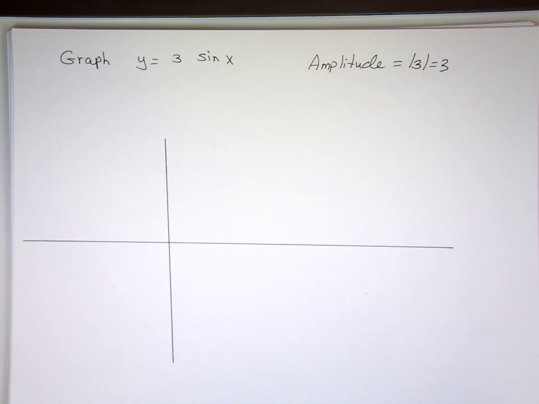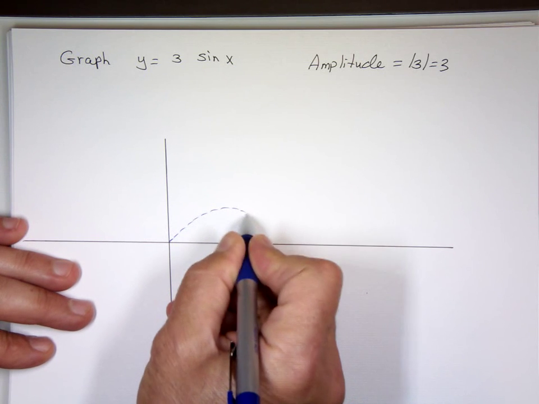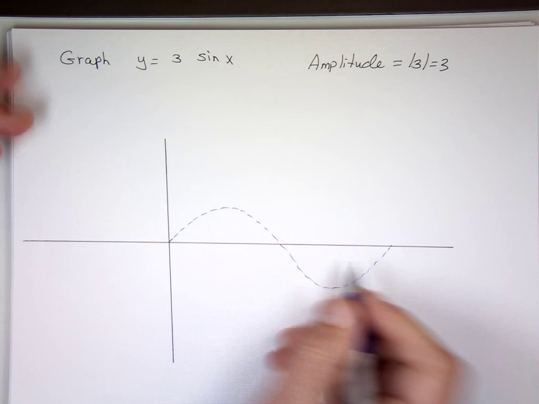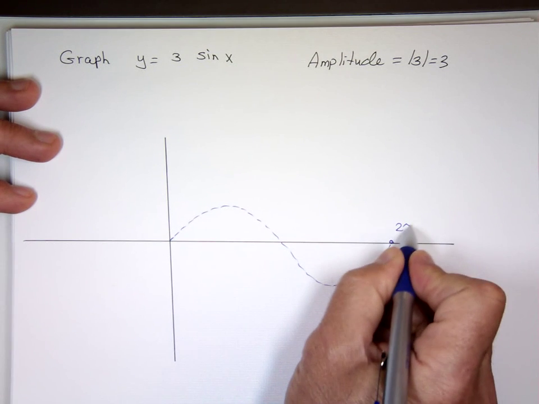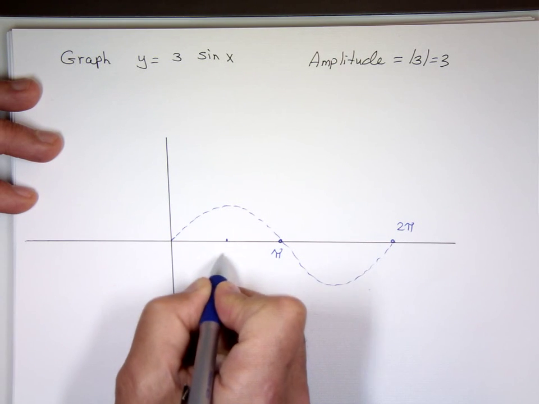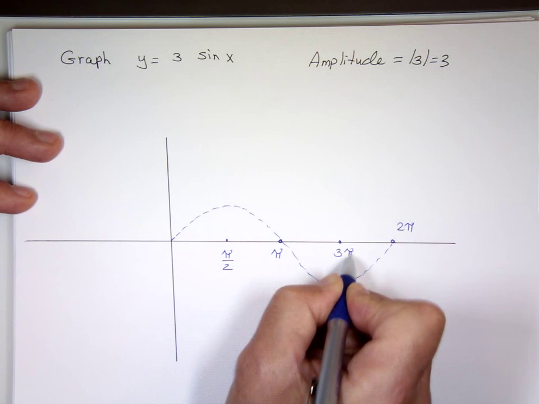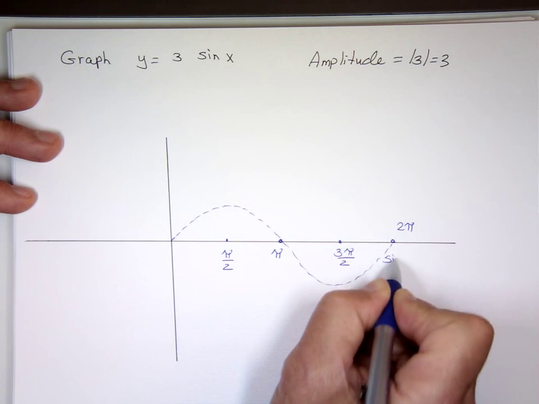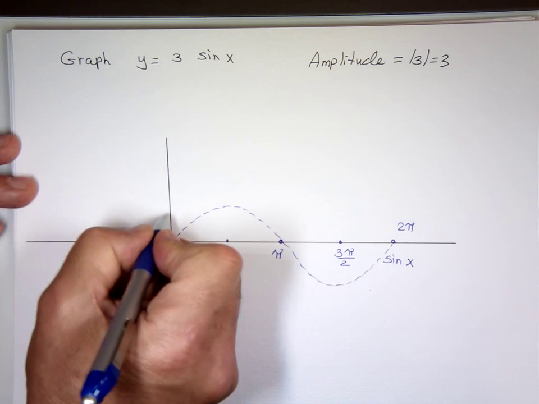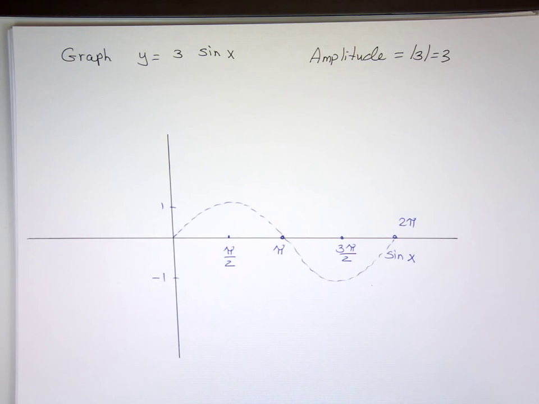Here's the basic sine function. If you just remember that picture, this is what sine of x looks like over one full period. Here's the 2 pi. Here's the pi. Here's the pi over 2. Here's the 3 pi over 2. This is sine of x, just the basic sine function. It goes as high as 1, as low as what? Negative 1. What do you think 3 sine of x will look like?